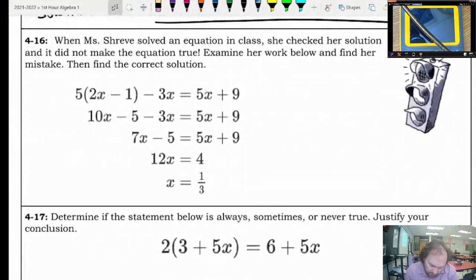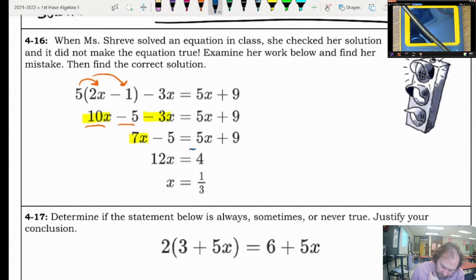416, when Miss Shreve solved an equation in class, she checked her solution and did not make the equation true. Examine her work below and find her mistake, and then find the correct solution. Right away, if we look at step 1, we got to distribute 5 times 2x and 5 times 5. We get the 10x, we get the negative 5, so that's good. So far, so good. Next, in the next step, we got to do 10x minus 3x, and that would be 7x, so that's fine. 7x minus 5 equals 5x plus 1. I believe this is the mistake right here.